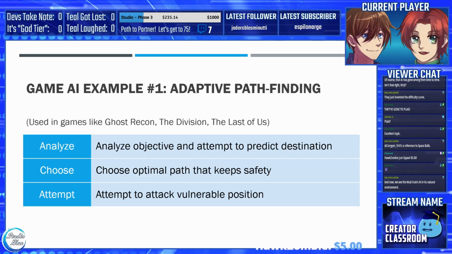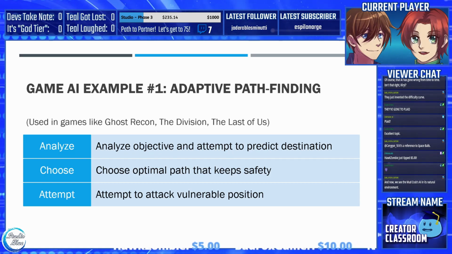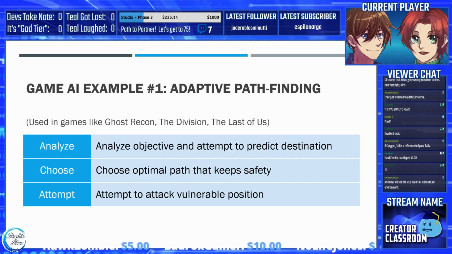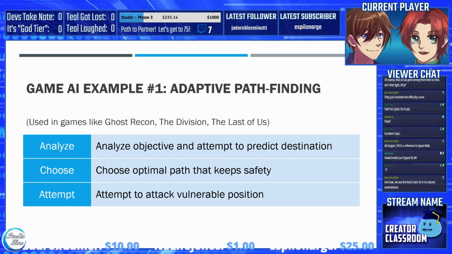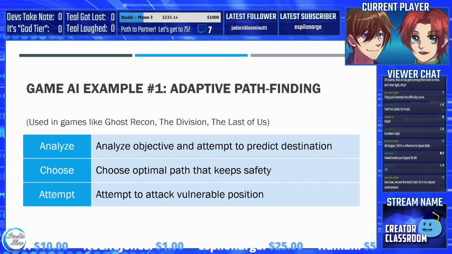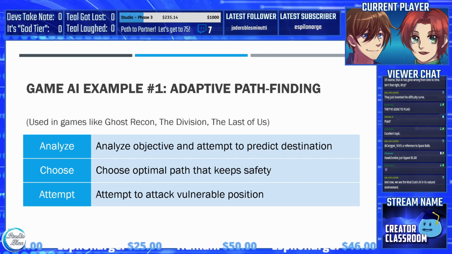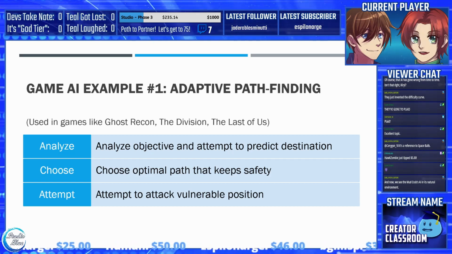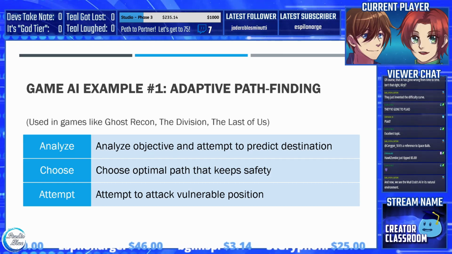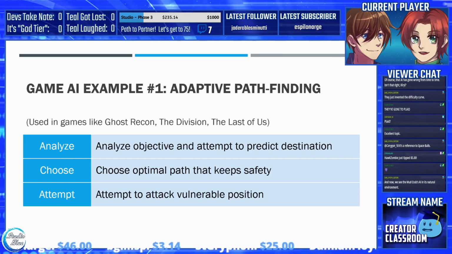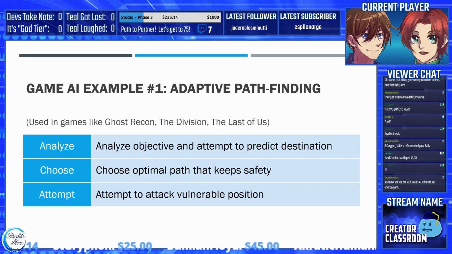Okay, so adaptive pathfinding is one of the types of AIs that you can have. Games like Ghost Recon, The Division, The Last of Us use this. Adaptive pathfinding is defined as the non-player character moving through the level, finding the most optimal way through your level, whether it be as simple as one of the little Koopa Troopas in Super Mario Brothers moving around, or as complex as an enemy from The Division trying to hunt you down.